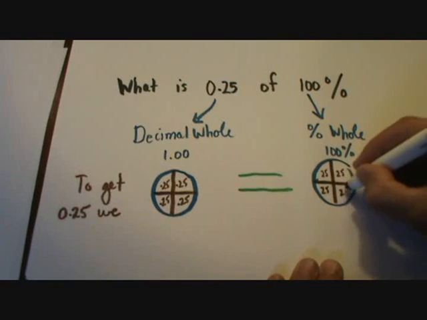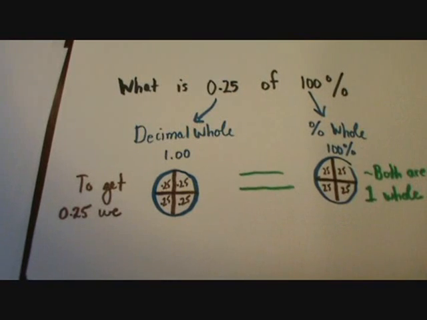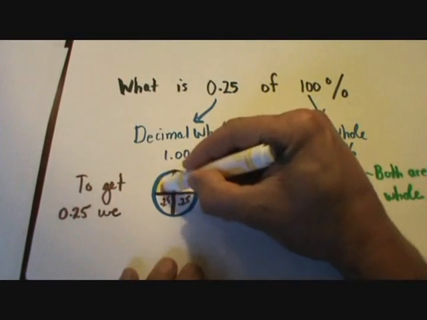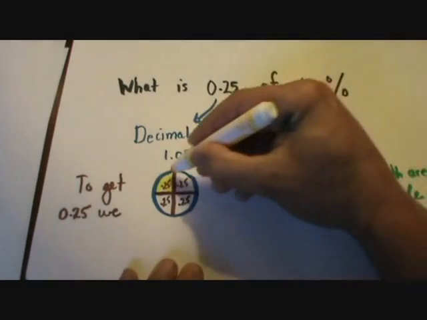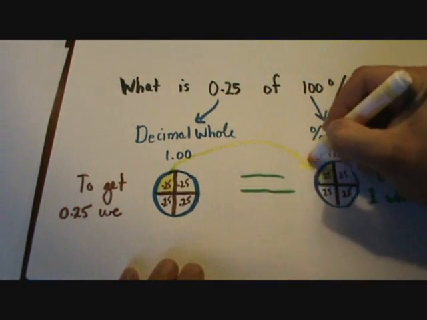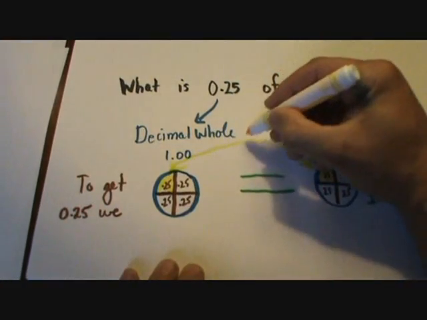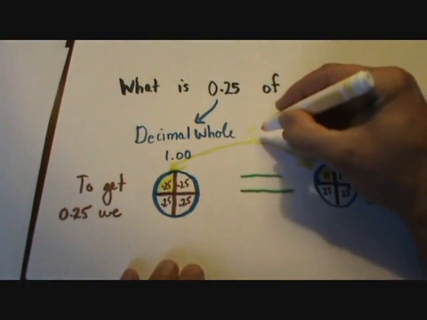So, we've got the answer to our problem. What is decimal 25 of 100%? Well, if we color in decimal 25 on this side, we're going to color in 25% on the other. Those two things are the same. So, decimal 25 is equal to 25%. Try these 3 questions.